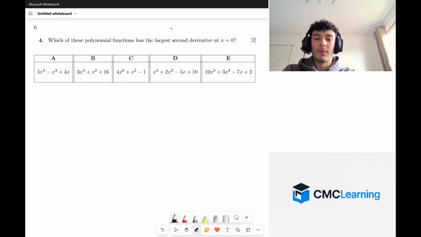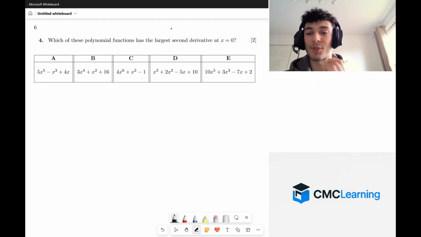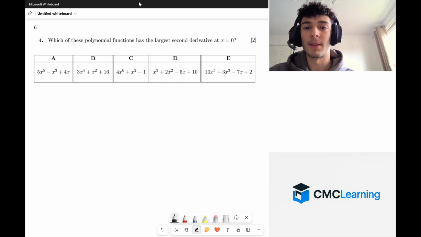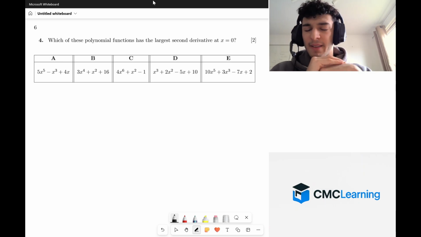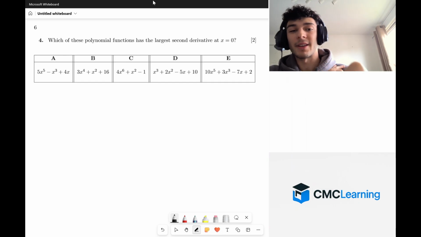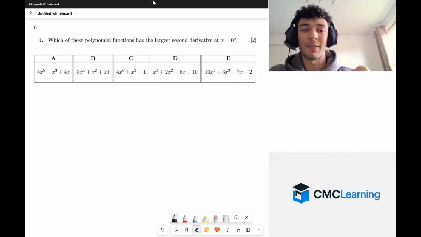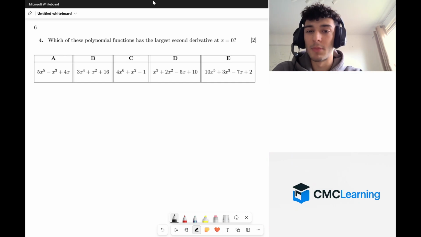Before even differentiating all functions, which I think is the naive option, essentially going one by one, subbing in x equal to 0 and then seeing what that value is, let's try and think ahead a little bit. So let's have a look. They want to know what the second derivative is, but at a very specific value. This value of x is equal to 0.